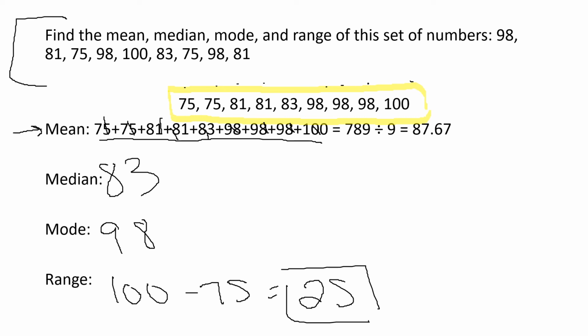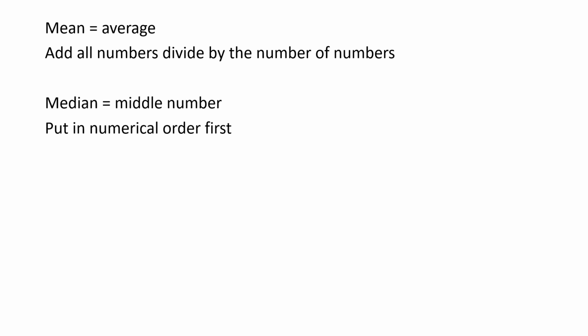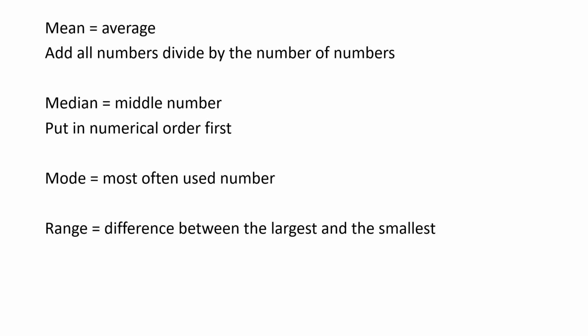Okay, mean means average. Median means the middle number after they're in numerical order. Mode is the most often used number, and to find the range, just subtract big minus little. One more quick review. Mean means average. Add them all together, divide by the number of numbers. Put them in numerical order, then find the middle number, and you'll have the median. In your list of numbers, the most often used number is the mode. Your range is the difference between the largest and smallest.